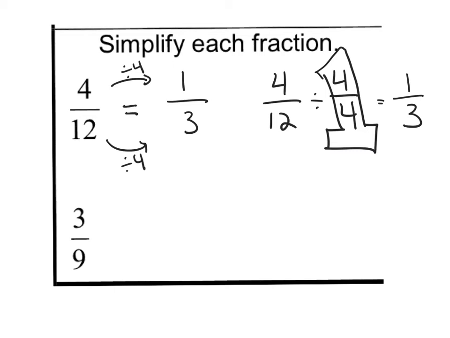Okay, and then we have 3/9, and I know that I can divide both of them by 3. So 3 divided by 3 is 1, and 9 divided by 3 is 3. So these are both examples of how to simplify to get to 1/3.